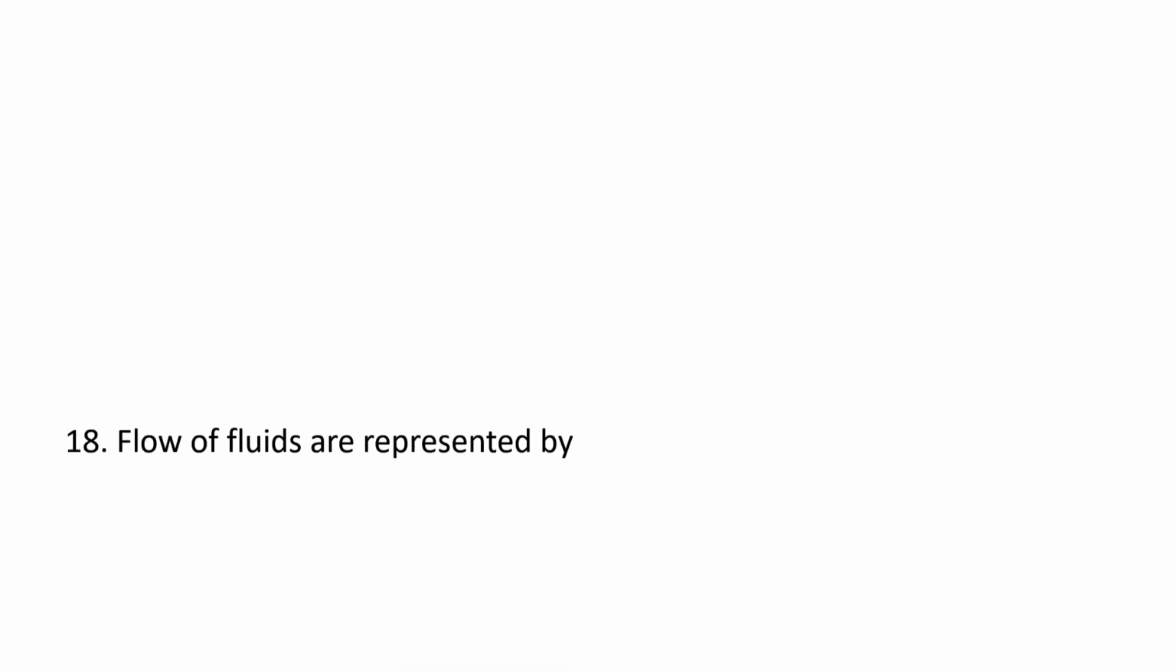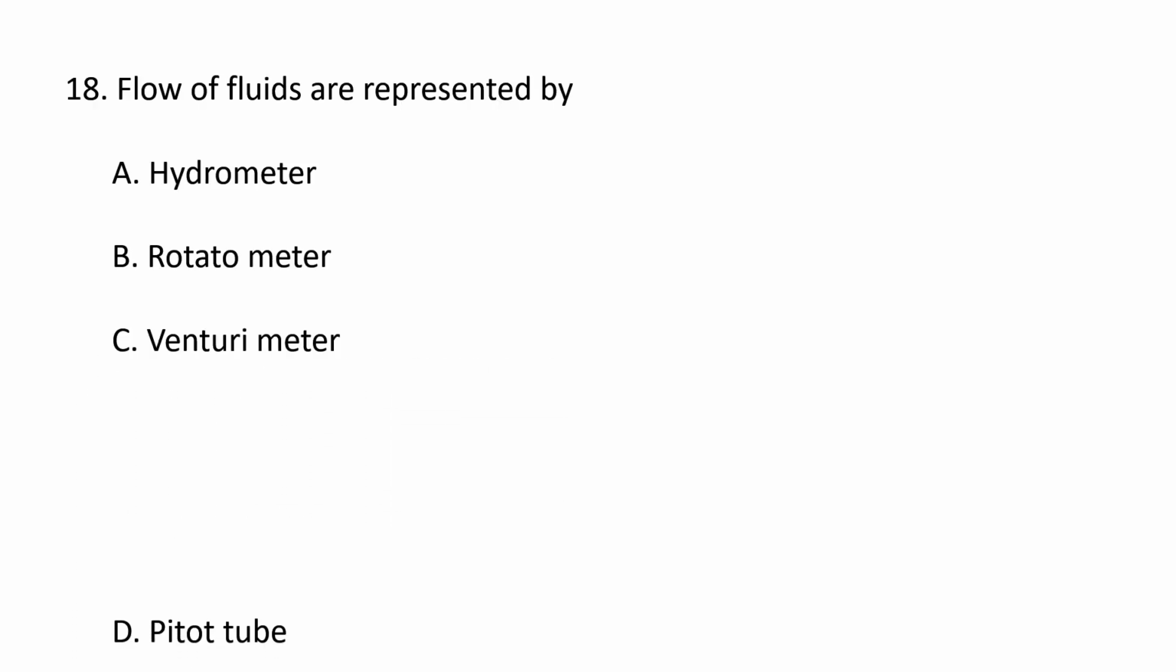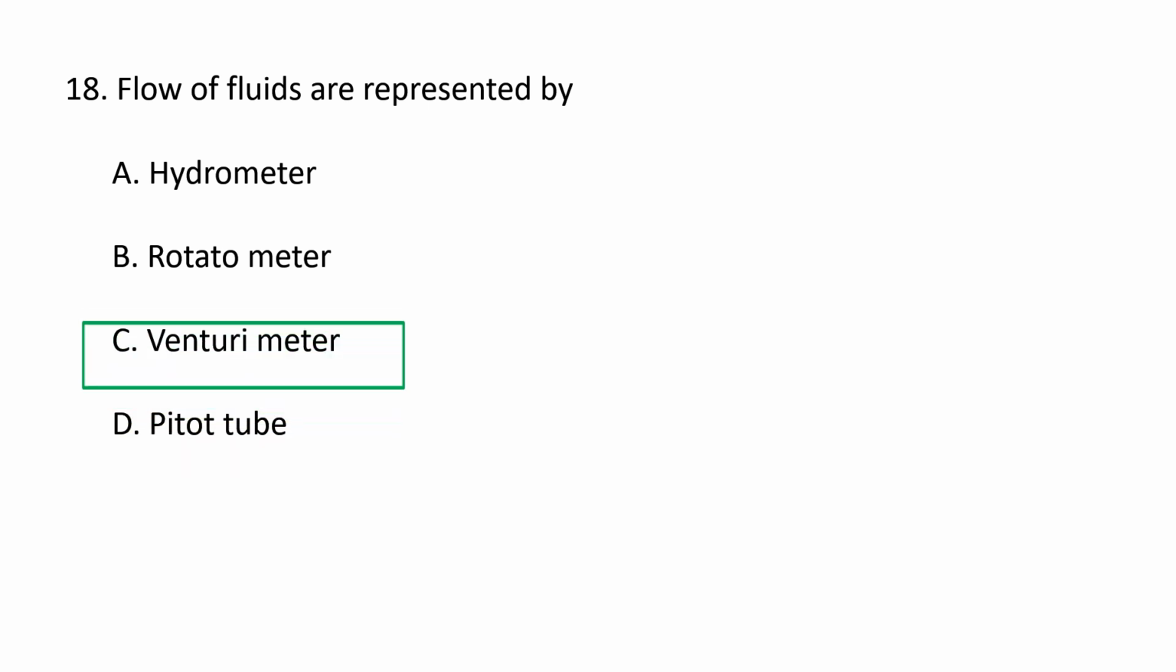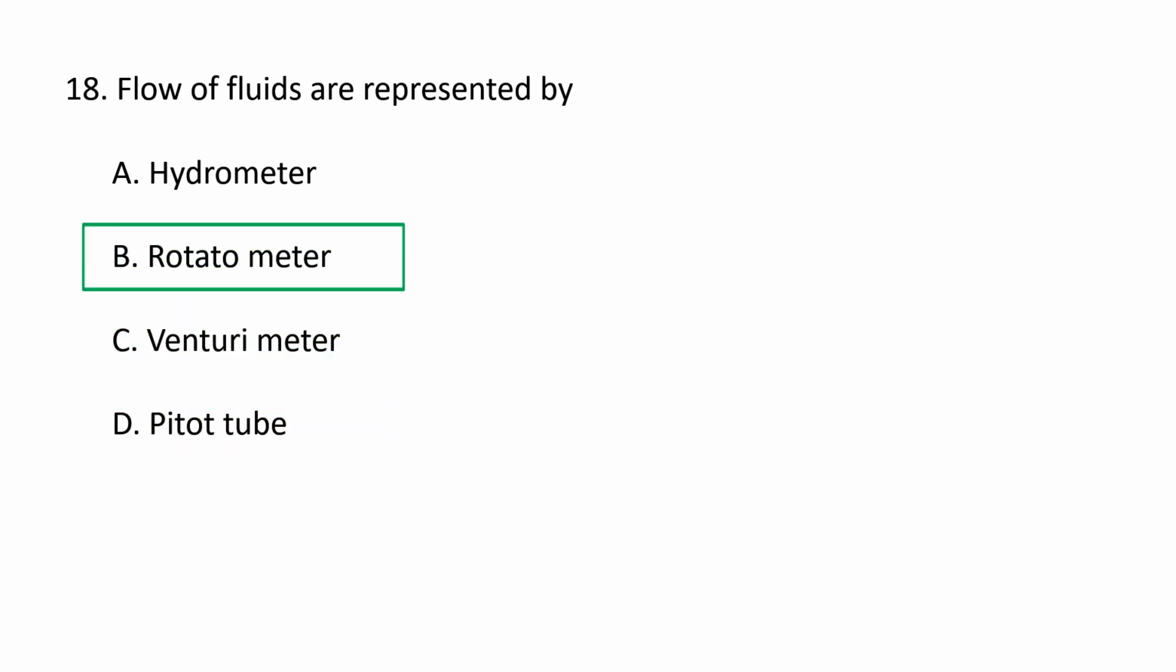Next question. Flow of fluids is represented by A. Hydrometer, B. Rotameter, C. Venturimeter, and D. Pitot tube. So flow of fluids is represented by the rotameter. A rotameter is used to measure the rate of the liquid or gas flowing through a system of pipes at any given time, and it provides a constant flow rate measurement. It can also offer optional switching capabilities to control the flow in a system or through a process. So B is the correct option.